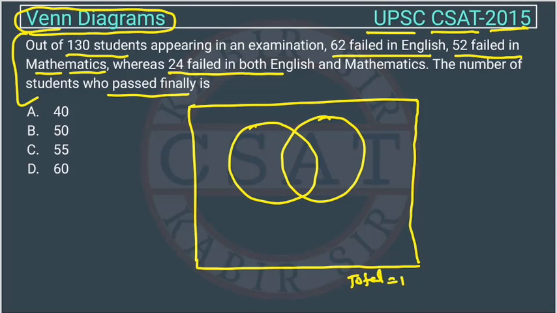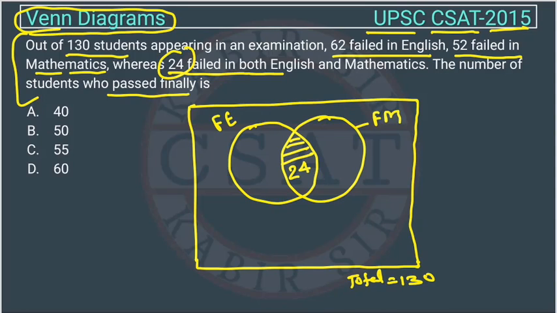So this will represent the total number of students, right? So this is 130. So I am making the Venn diagram of failed students, right? So this is a Venn diagram of failed students in English, and this circle is representing the failed students in mathematics, right? So now it is given that 24 failed in both. So this is showing who failed in both. So this is given 24, right?